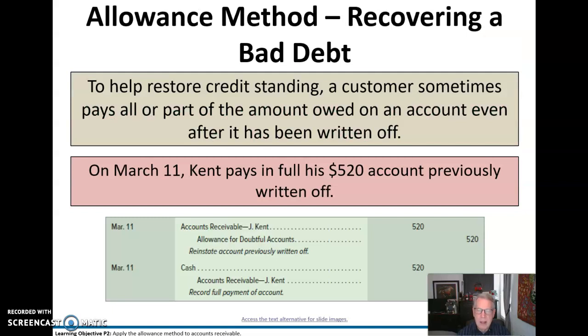Now, to help restore credit standing, a customer sometimes will decide to pay us after it's been written off. So here, all the way into March now, J. Kent does just that. So we reverse what we did a second ago by debiting the accounts receivable for J. Kent and crediting the allowance for doubtful accounts, which puts this receivable back up. Now we collect it. And when we collect it, we're going to debit cash and credit accounts receivable for J. Kent to record full payment.